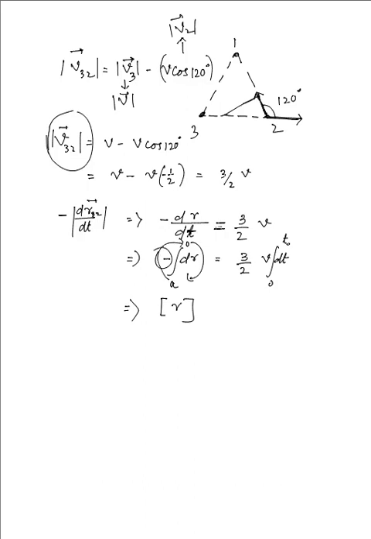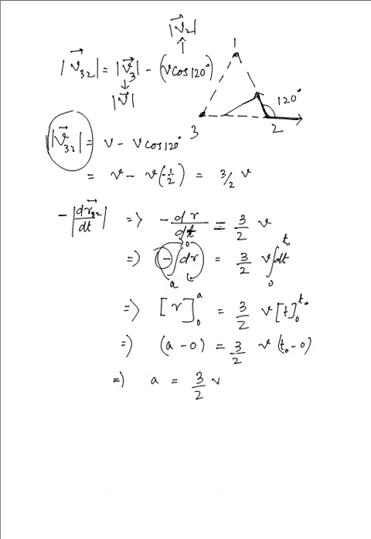So we take the positive case over here, dr is integrated from initial limit 0 to the final limit a. 3 by 2 v dt is integrated from 0 to t0, and this is simply a minus 0, the upper limit minus the lower limit, equals 3 by 2 v times t0 minus 0. Once again the same criteria, so a is equal to 3 by 2 v t0. That gives me t0 equal to 2a divided by 3v, which we obtained in the previous case over here.